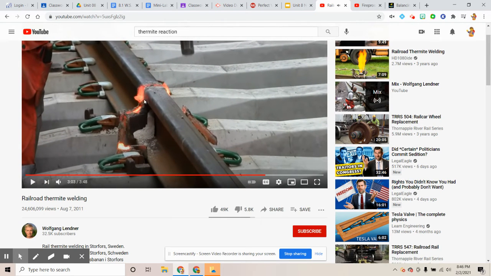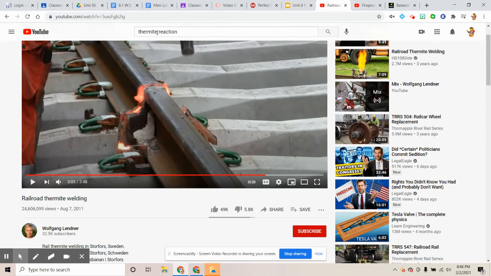If they did not add enough aluminum powder or iron oxide, the reaction would not have worked. There'd be all kinds of other gross stuff mixed in there, and the rail weld would fail, and the train would go off the rail and potentially hurt or kill a bunch of people. All right, so that's real important chemistry.